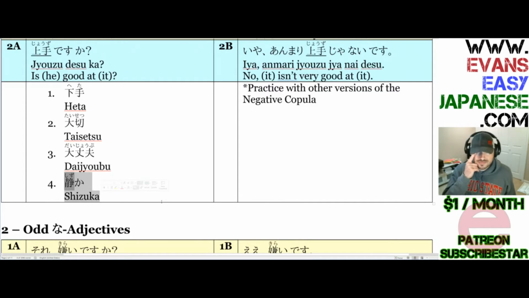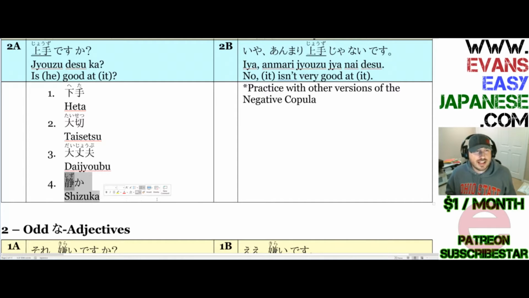John, Kayla, what does shizuka mean? I can't remember this one. I'm having a hard time reading the kanji. Are either of you guys Doraemon fans? I already know the answer is no. Doraemon, the girl in there is named Shizuka, and it means quiet. So I guess the girl's name is Quiet.